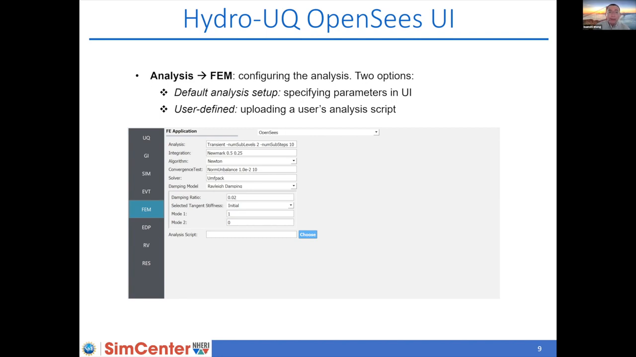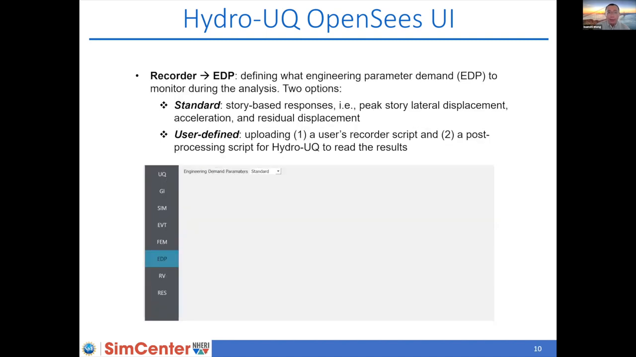And we will have a quick example to walk through these different options later. And the second option for the FEM, again, is for more advanced users to upload their own defined algorithm to solve the numerical model that is defined in the SIM panel. And the last abstraction is the recorder, which is actually mapped to our EDP panel here to define what engineering demand parameters are to be monitored during the analysis.